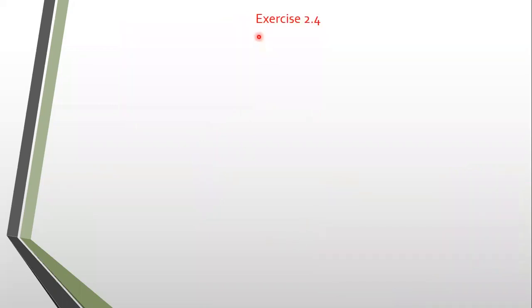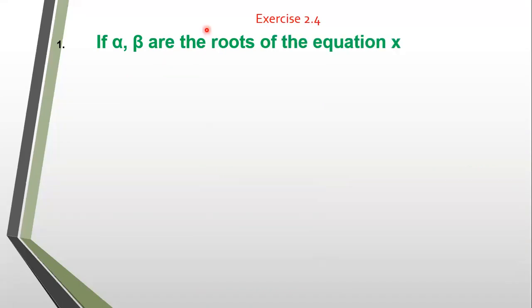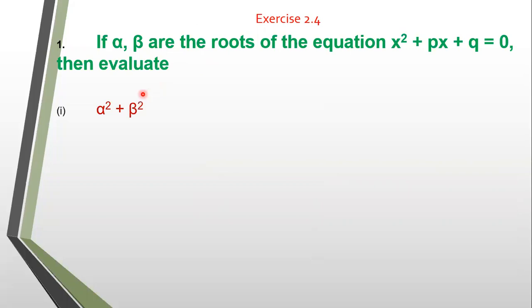Now we will move to exercise 2.4. Question number 1. If alpha and beta are the roots of the equation x square plus px plus q is equal to 0, then evaluate or find the value of the first part, alpha square plus beta square.